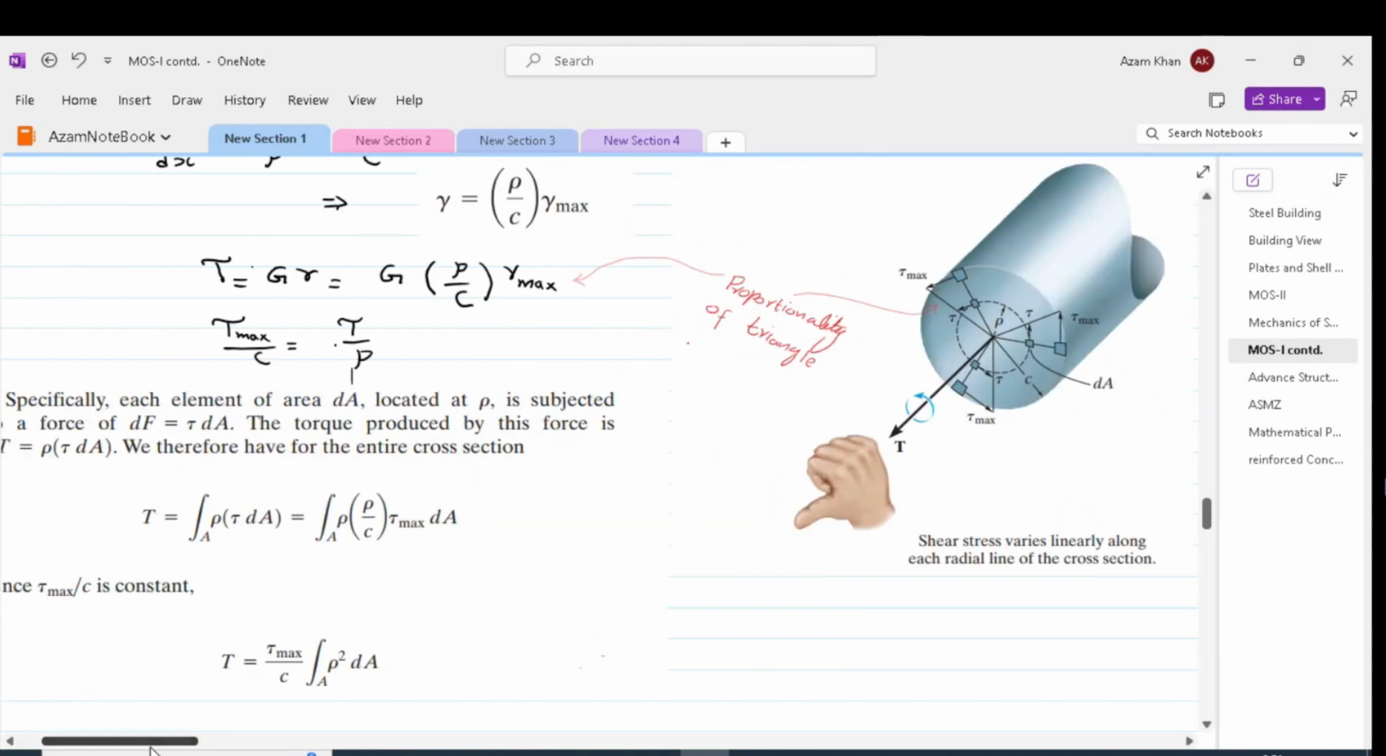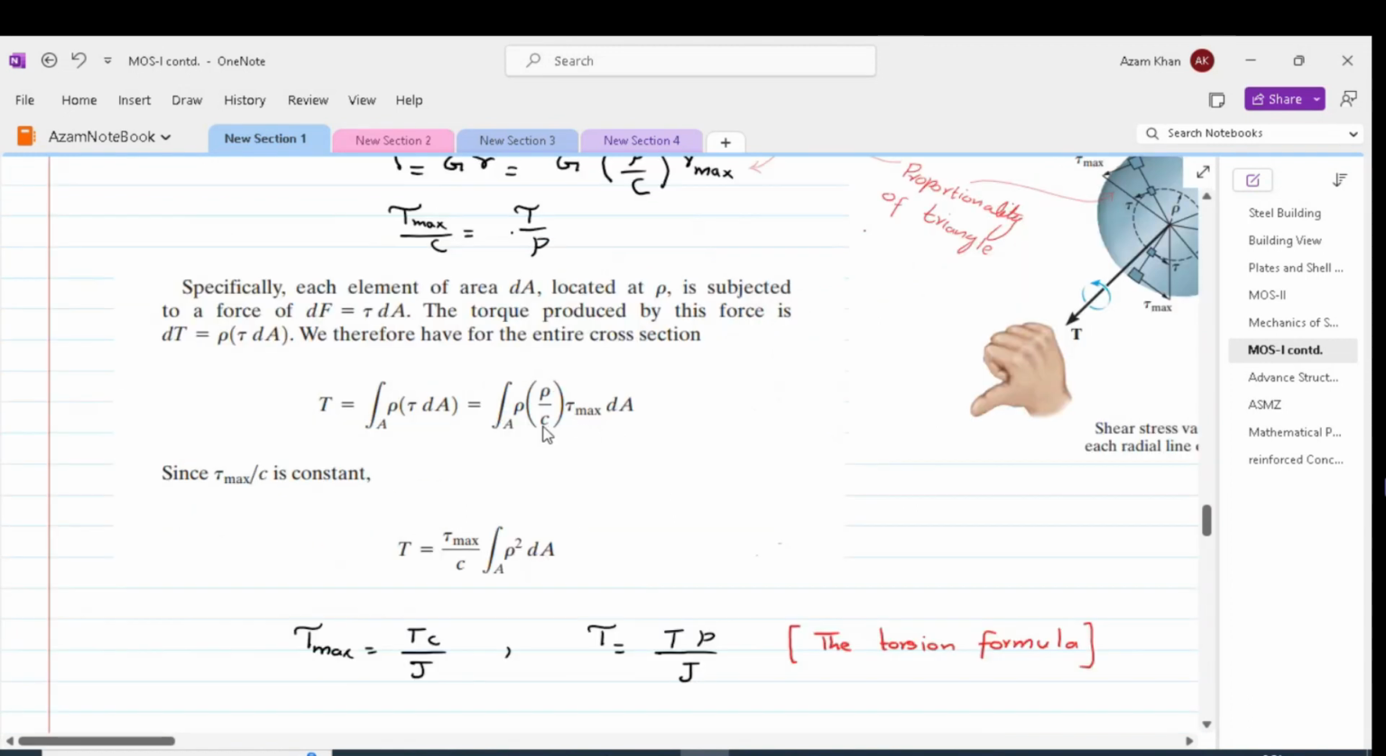As we have discussed, tau max and tau are related to each other via the ratio c by rho. So plugging the value of tau, we get rho by c tau max. Tau max by c is constant, so we can bring it out of the integral. c is the constant radius and tau max is the constant shear stress for a particular cross section. So we get tau max by c times the integral of rho square dA.